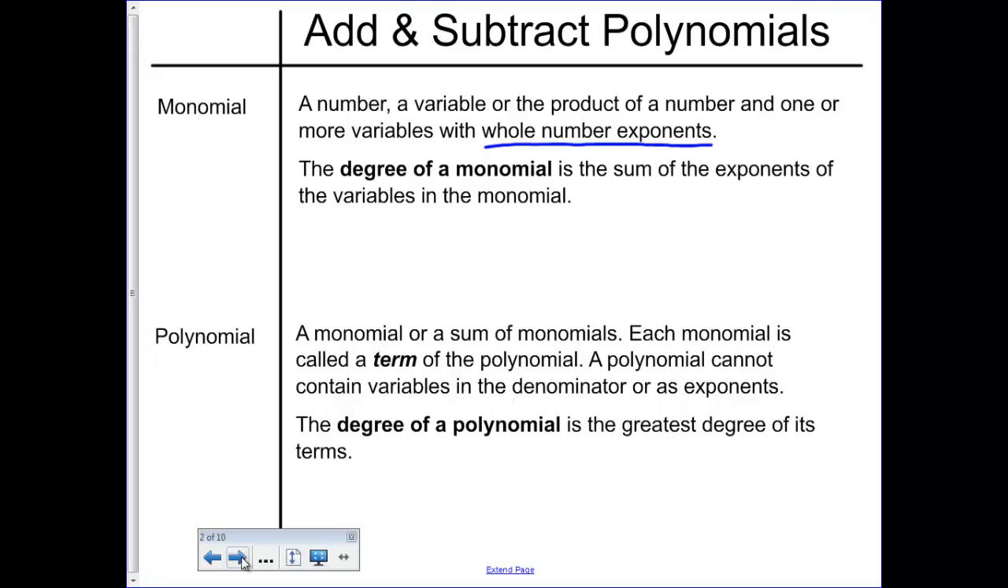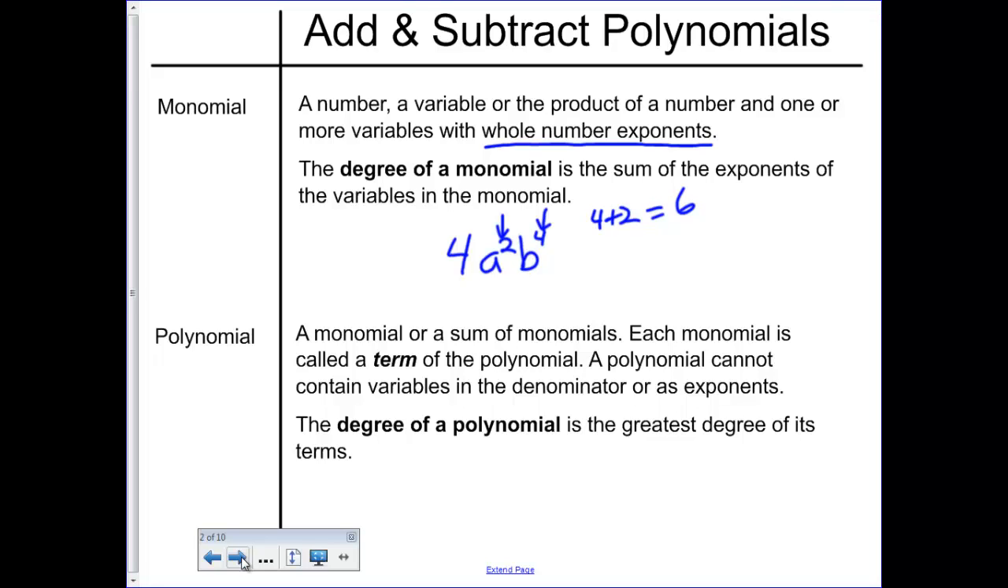The degree of a monomial is the sum of the exponents of the variable in the monomial. And degree is just another way of talking about how difficult the problem is to work with. So an example here could be 4a squared b to the, let's call it fourth power. That would be a monomial. It's two variables and one coefficient. But the degree would be the 4 plus 2, the exponents on the variables added up, which gives you 6. So that would have a degree of 6.